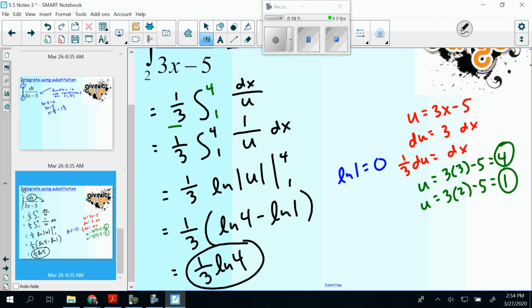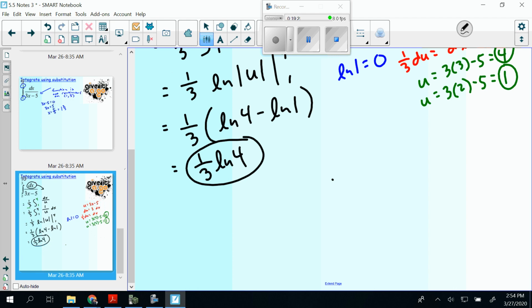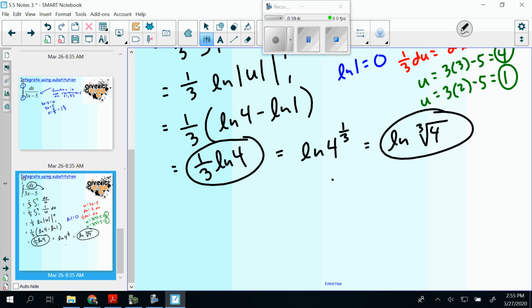That's perfectly acceptable. If you were checking this in the back of the book, they might possibly use some of those natural log properties we have. Remember, if there's a number in front, you could also move that up as an exponent of 4. So it would also be equal to natural log of 4 to the 1/3 power, which you could also write as natural log of the cubed root of 4. So they might write it like that. Either one of these is a good answer for that one. So when you have definite integrals, you want to change those limits, so you change the function.